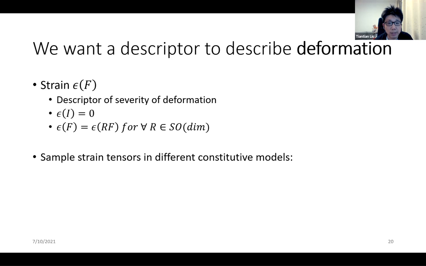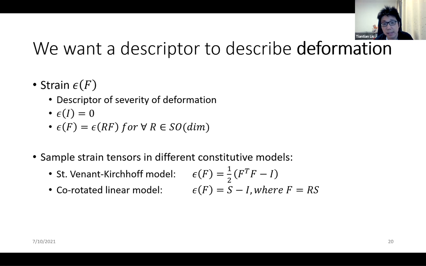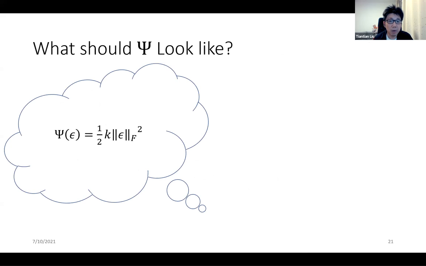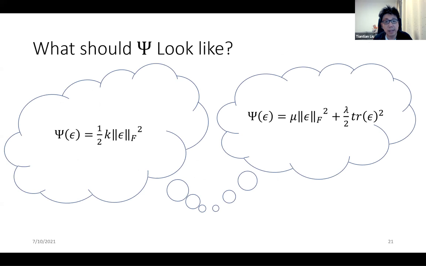There are some strain tensors in different constitutive models, such as the Green strain tensor in the StVK model, and another tensor, which is the Hermitian part of the deformation gradient minus the identity matrix, in the co-rotated linear elasticity model. Now, after we have the deformation strain, we can simply set the energy density as the square of our deformation strain, like we did in the mass spring system. Or even better, we can append an extra term to penalize the change of size, as shown on the right.